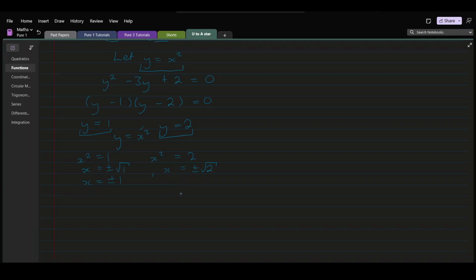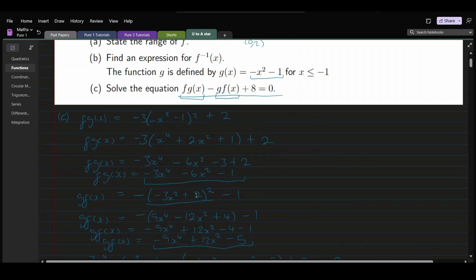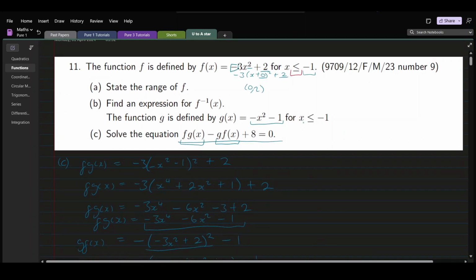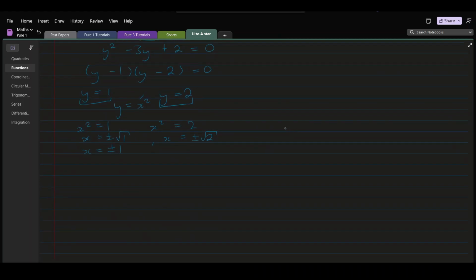Now let's look at our domains to check if all our values are within the given domains. So G has the domain x is less than or equal to negative 1. In fact, both of them have the same domain. So that means we're going to check if our values satisfy the domain x is less than or equal to negative 1. So in this case, we've got x is equal to positive 1 and x is equal to negative 1. This value does not satisfy our domain, x is equal to 1. Our domain is only taking negative values. So that means x is equal to positive 1 is outside the domain.